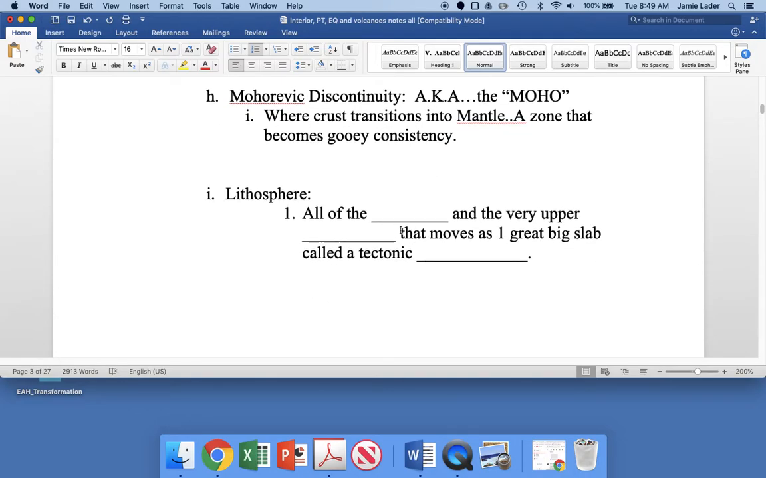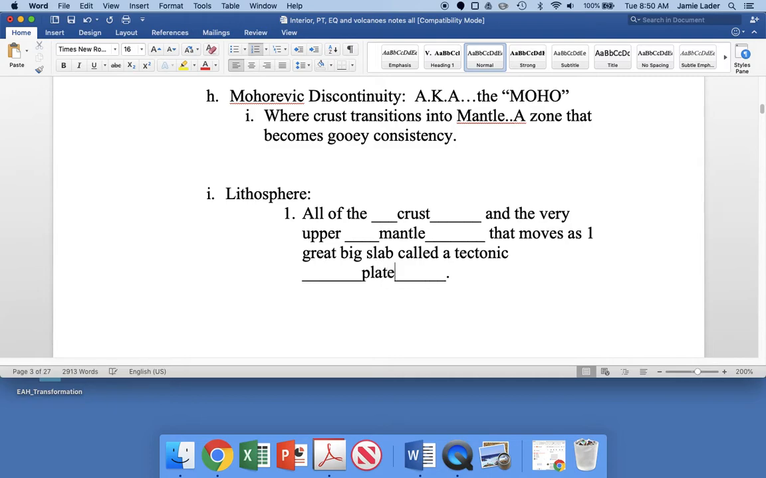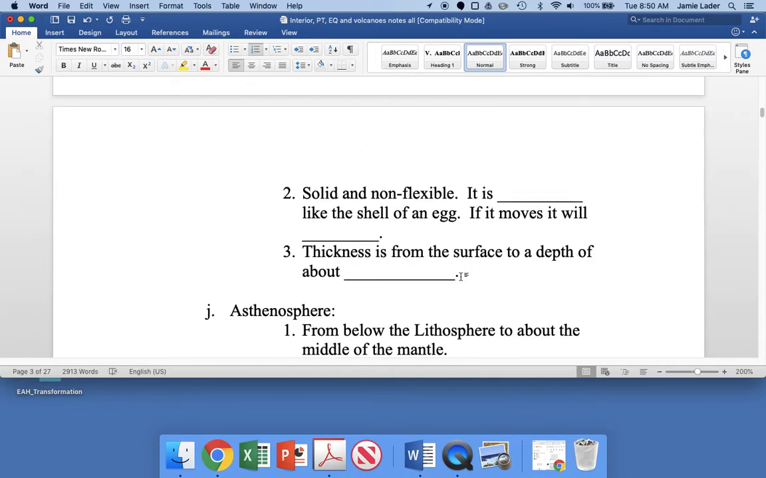The lithosphere. This is all of the crust and the very upper mantle that moves as one big slab that we call a tectonic plate. So a tectonic plate is when the entire crust and the very upper mantle moves as one great big slab. It's very brittle. If it flexes, it breaks. This is why we're going to get into earthquakes and stuff like that. The thickness of it is typically right around 100 kilometers. So it's solid and non-flexible.